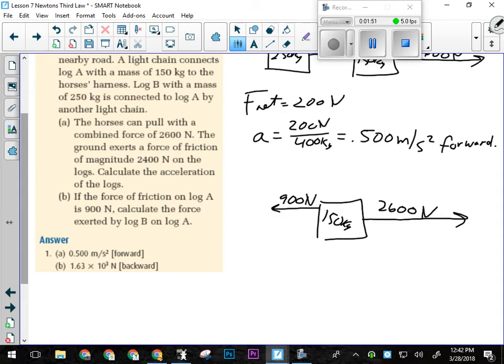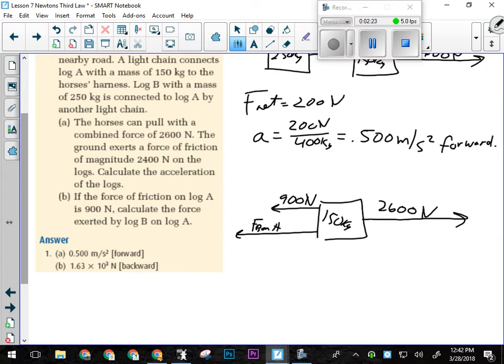What's the other force pulling on the first log? We need a force. Well, there's another force pulling back on it. Yeah, log B. Log B is resisting it. If you're pulling on the first log, you can feel both logs being there. So the other force is the force of B on A, and that's what the question wants us to find. How much force is log B exerting on log A?